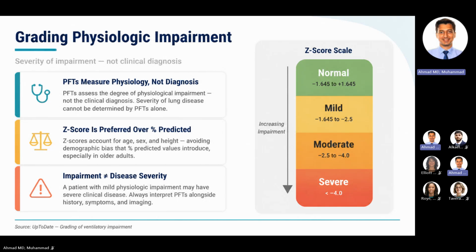How does one grade physiological impairment? The Z-score is preferred over percentage of predicted. As I said earlier, it accounts for age, sex, height, and ethnicity. It avoids demographic bias that percentage of predicted values introduced, especially in older adults. It also helps in determining physiological impairment. Remember, PFTs assess the degree of physiological impairment, not the clinical diagnosis. The severity of lung disease cannot be determined by PFTs alone.